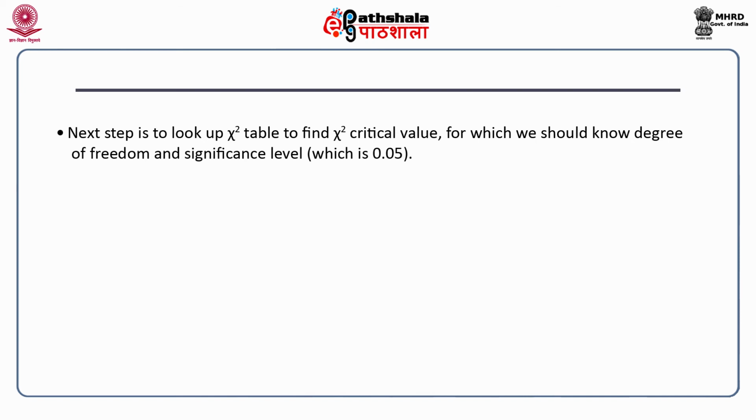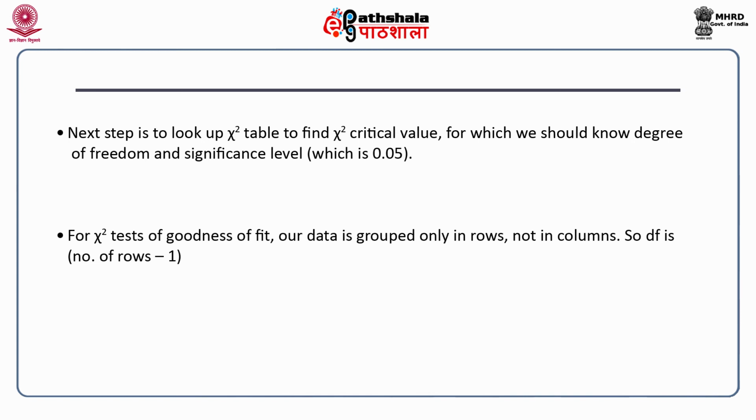Significance level is 0.05. For the chi-square goodness of fit test, our data is grouped only in rows, so the column doesn't matter. In the case of the test of independence of categorical variables, there are columns as well as rows, but in goodness of fit, it's only in the rows. So the degree of freedom is the total number of rows minus 1. In our example, there are 4 rows. Subtract 1 to get 3. So 3 is the degree of freedom, which is very easy to compute, right?